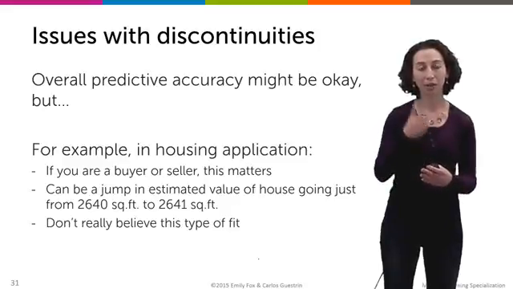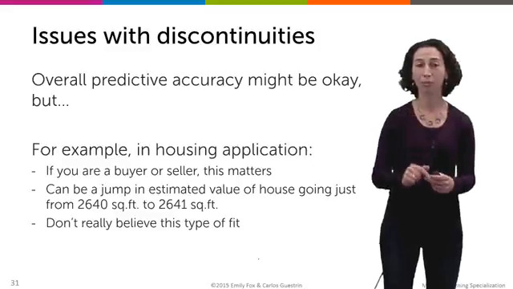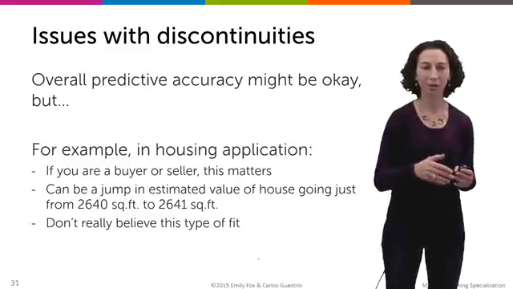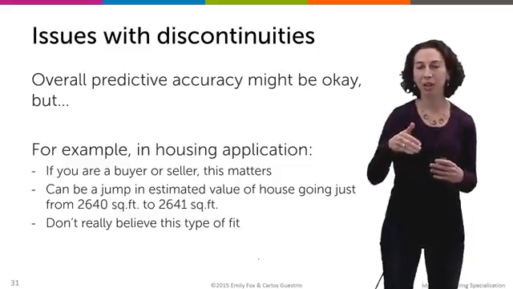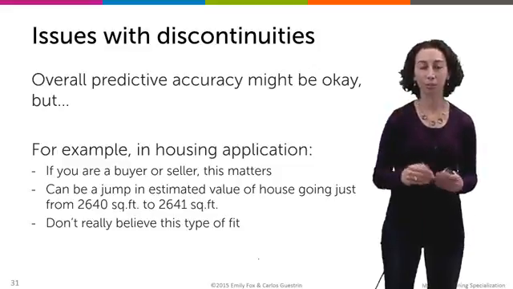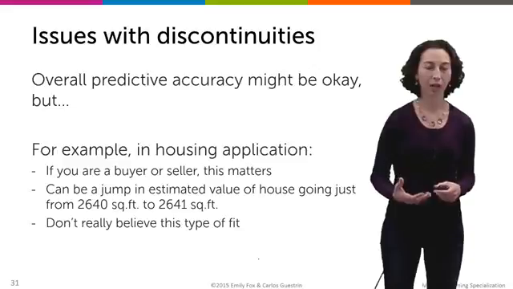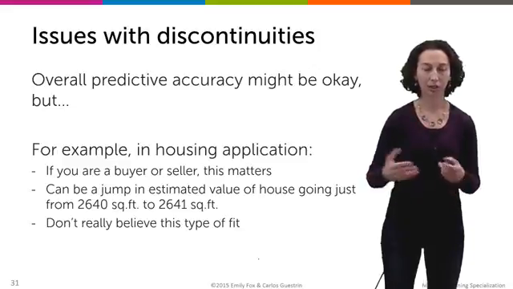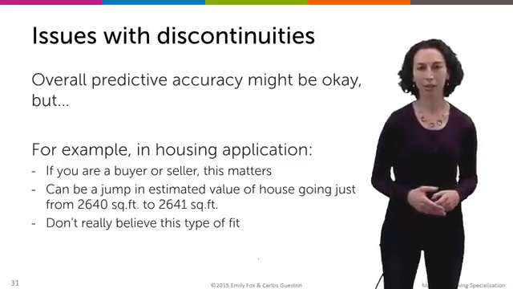But if you have a discontinuity between these two points, what it means is there's a jump in the predicted value. So I take my house, which has some predicted value, I just add one square foot, and the predicted value would have a perhaps significant increase or decrease. And so that is not very attractive in applications like housing. And more generally, we just don't tend to believe these types of fits.